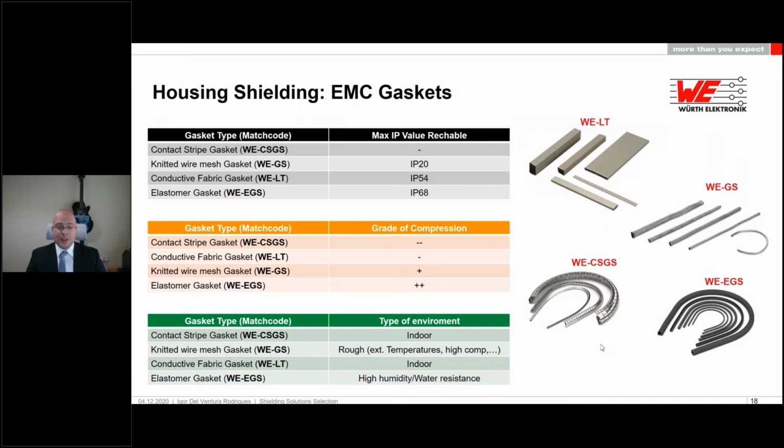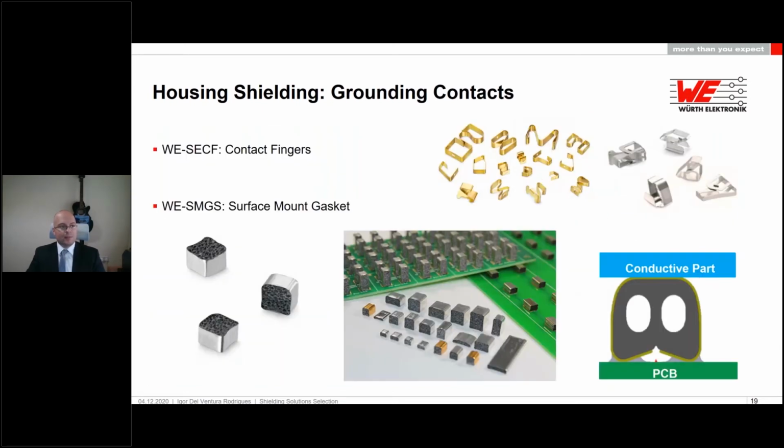And for the utilization of them, the recommendation is to utilize CSGS on indoor applications. You can see them really commonly in anechoic chambers, in EMC labs, and on cabinets and enclosures that are utilized indoors. WeGS, we suggest you utilize on rough environments where you have dust, temperatures, and you need high compression. Meanwhile, WeLT, we also suggest you utilize primarily on indoor environments, and WeEGS is the toughest of all, so it can grant you high humidity and even water submersion resistance.